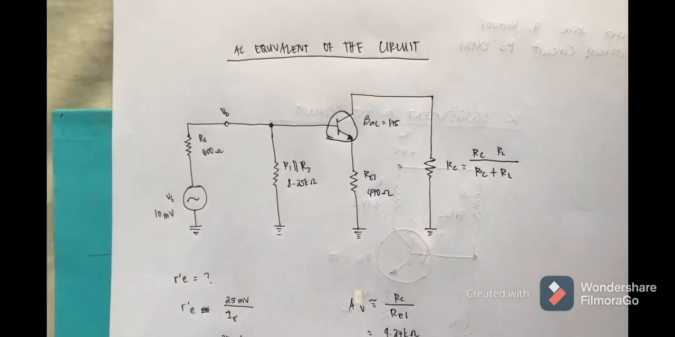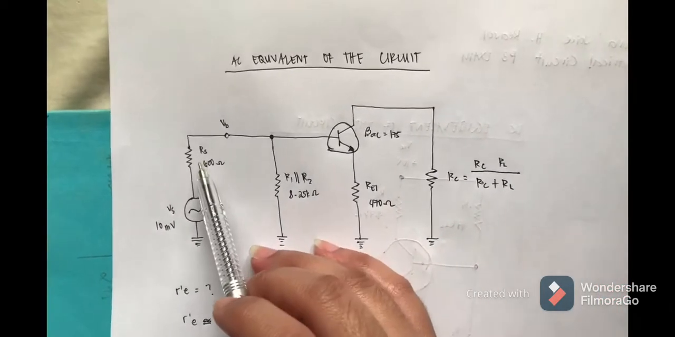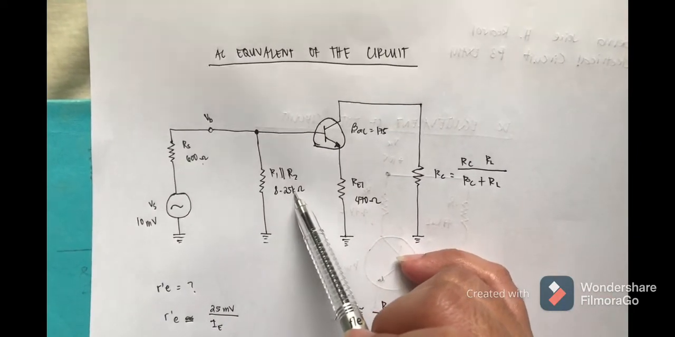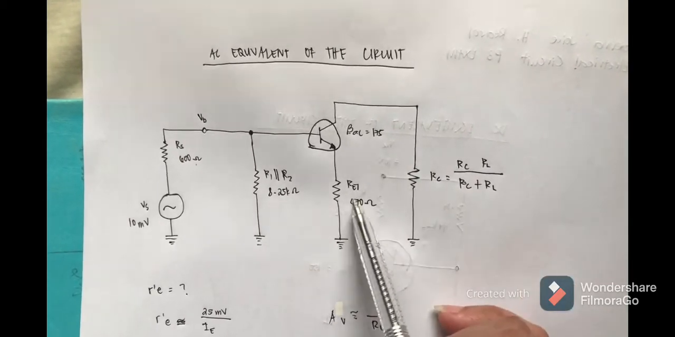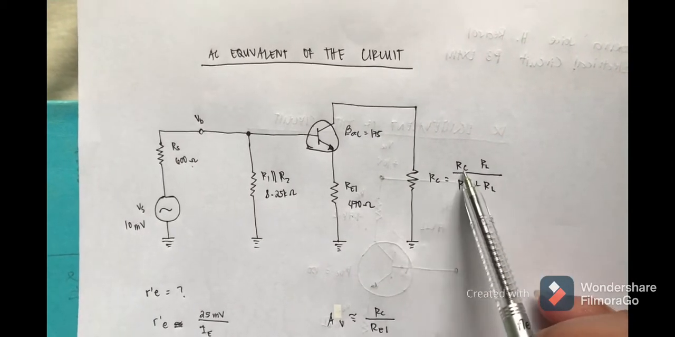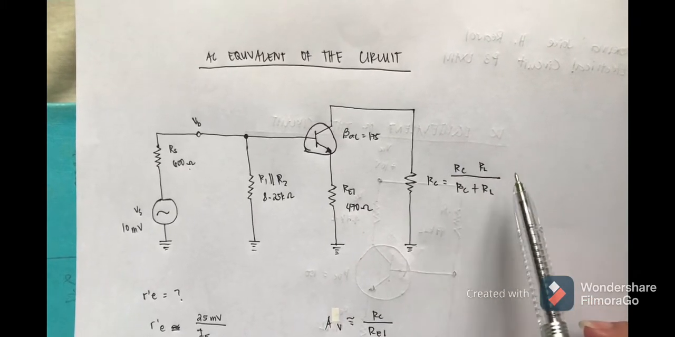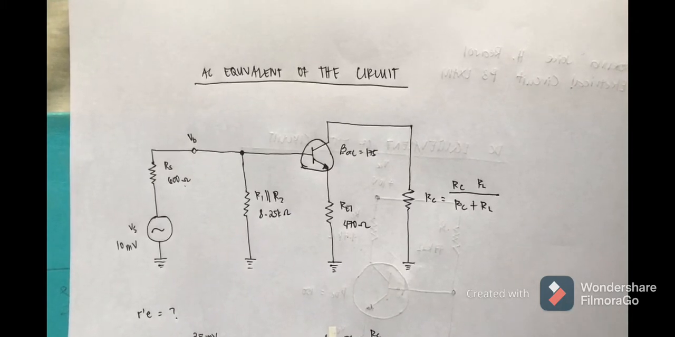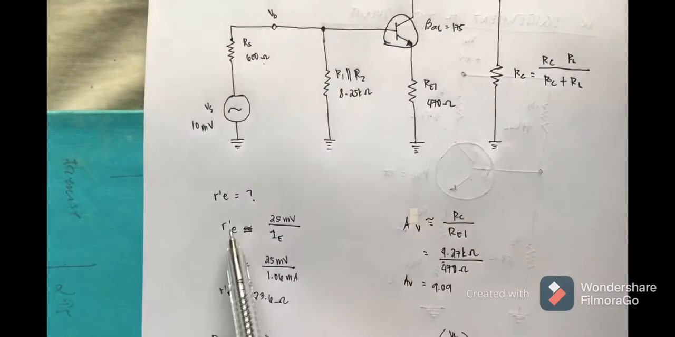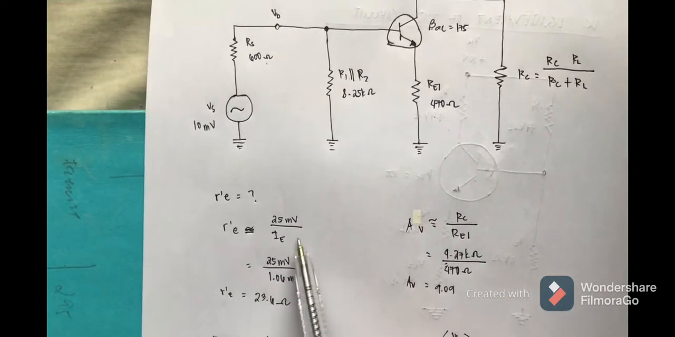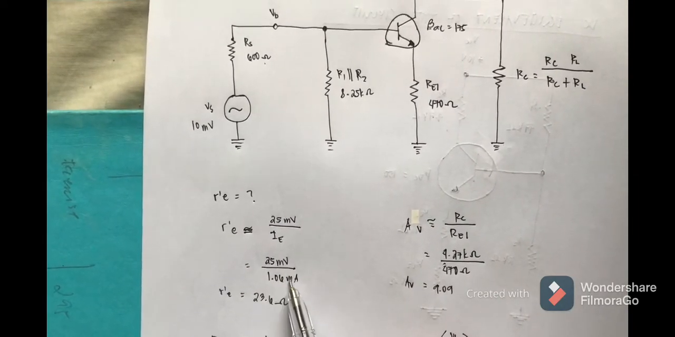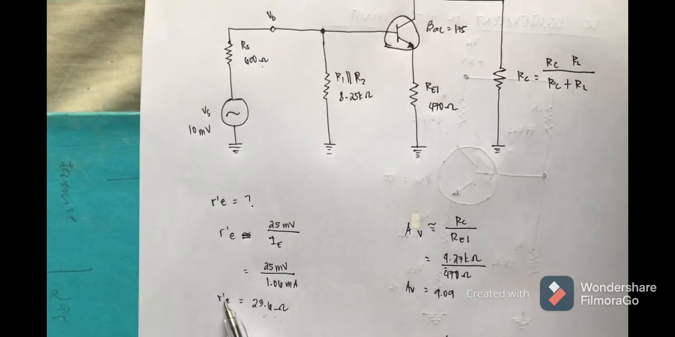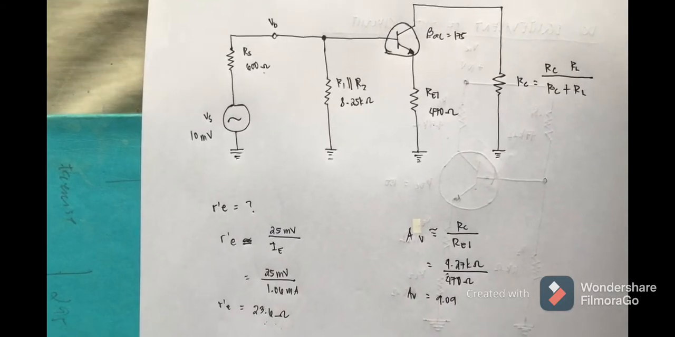Next is to find the AC equivalent of the circuit. So we must first determine the circuit. So RS is 600 ohms, VS is 10 mV, R1 parallel with R2 is 8.25 k ohms, beta AC is 175, RE sub 1 is 470, and we have a formula here for RC, which is RC multiplied by RL over RC plus RL. So the first thing to do in the AC analysis is calculate r'e. So r'e is equal to 25 mV over IE. Our IE is 1.06 mA, so 25 divided by 1.06 mA is 23.6 ohms. So our r'e is 23.6 ohms.